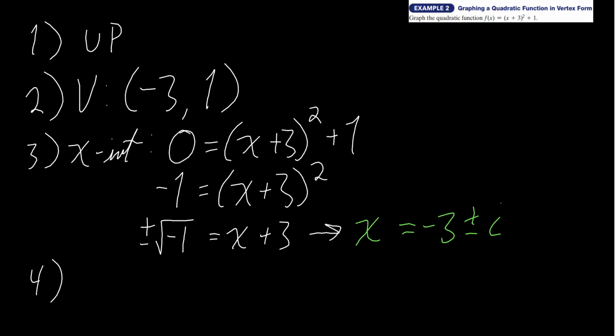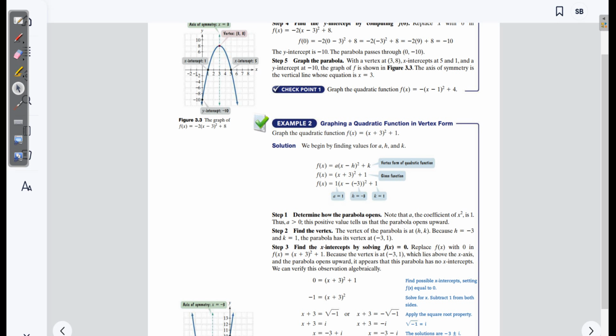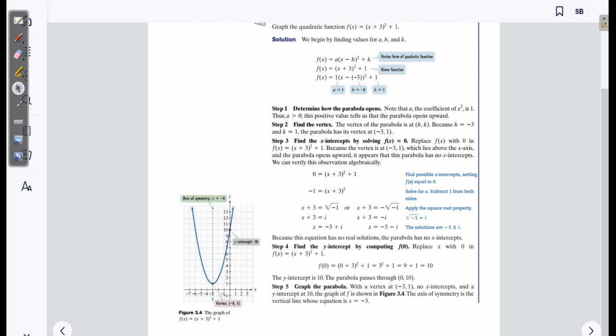And then my y-intercept. Well, again, I set x equal to 0, so I'm going to have 0 plus 3 is 3. 3 squared is 9. 9 plus 1 is 10. So y equals 10 is going to be my y-intercept. Let's go ahead and snip this.